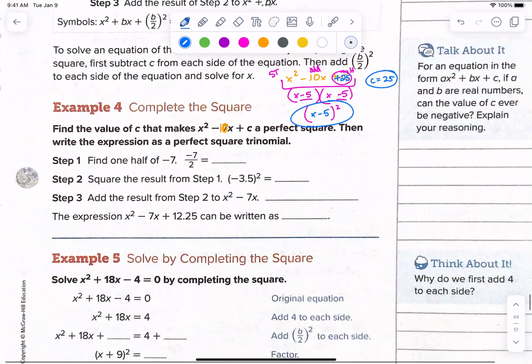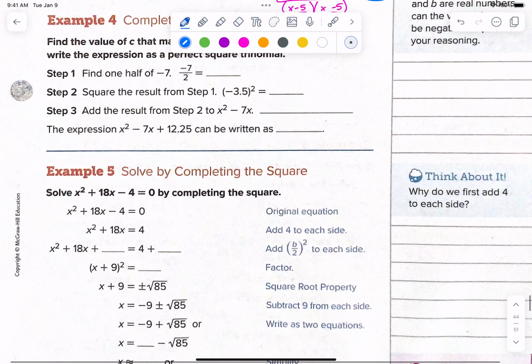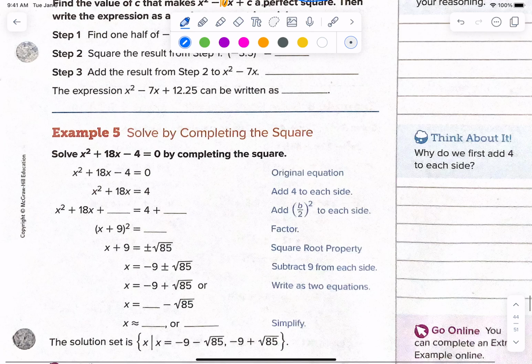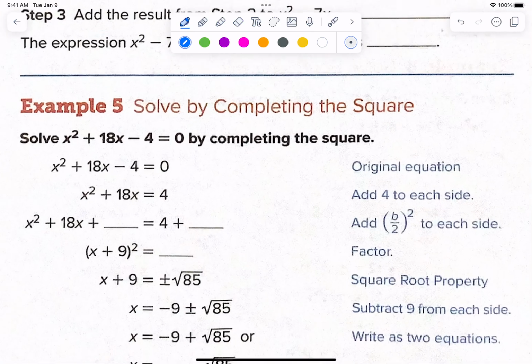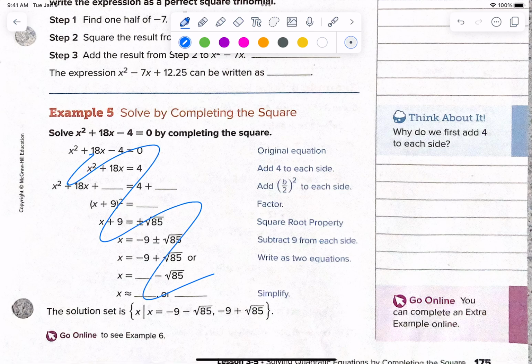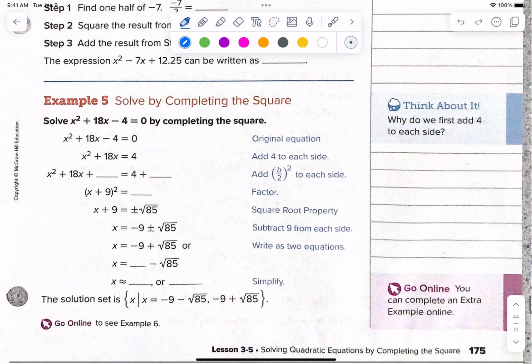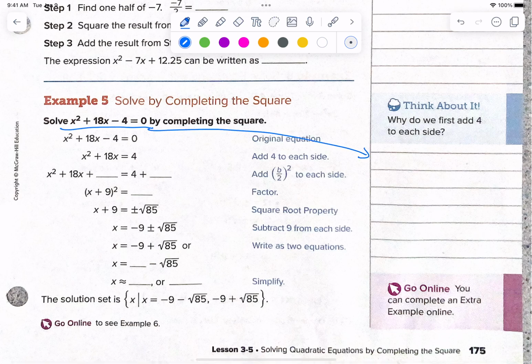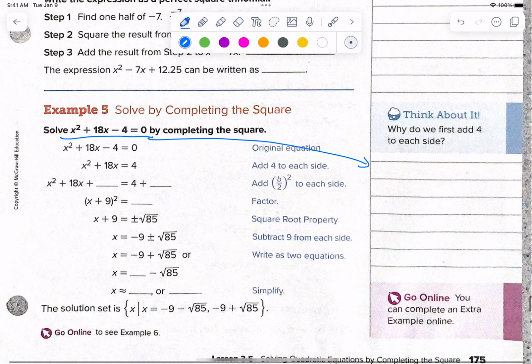All right, should we do solve by completing the square? All right, so this is full-blown. I wish they left me a blank here and didn't put anything down. I'm going to take this and put it over here so I can use my own steps. So we've got x squared plus 18x minus 4 equals 0.